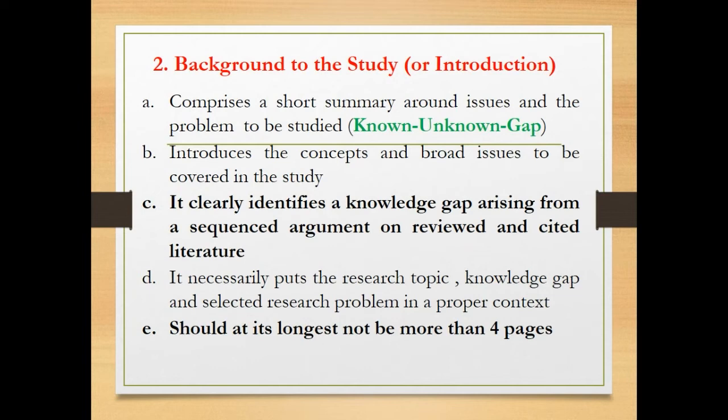Okay, that's the global aspect. And then it clearly identifies the knowledge gap arising from a sequenced argument on reviewed and cited literature. And then it necessarily puts the research topic, knowledge gap, and selected research problem in a proper context. So you contextualize it. Usually, it should not be any longer than 4 pages. And here we are measuring it from a doctoral level.